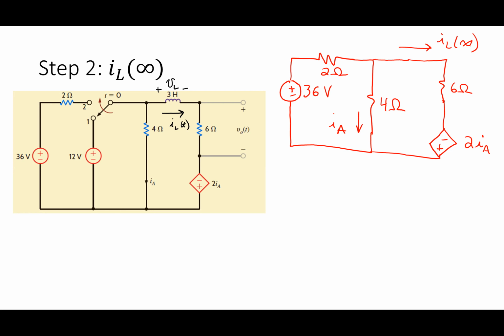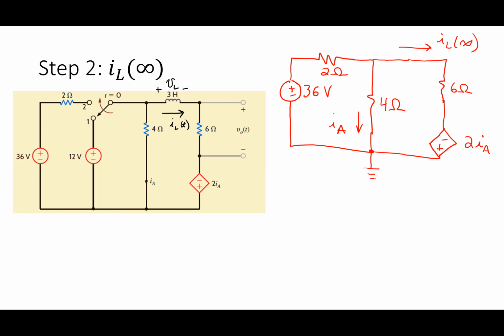All right, so there's my thing. What am I trying to do? I'm trying to solve for that IL of infinity, which I've labeled there. How do I do that? Well, this time I am going to use nodal analysis. I kind of did before too, but this is definitely nodal analysis.